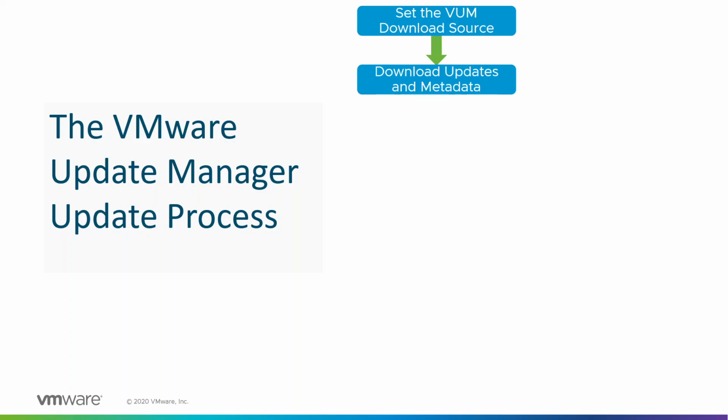Once we have configured the repositories, we can download the updates and the metadata. This information then is stored in the VMware Update Manager database. We can also import ESXi images into VMware Update Manager. This will allow us then to upgrade ESX hosts from one version to another. For example, I can import an ESX image for 7.0 and update my 6.5 and 6.7 hosts to 7.0.